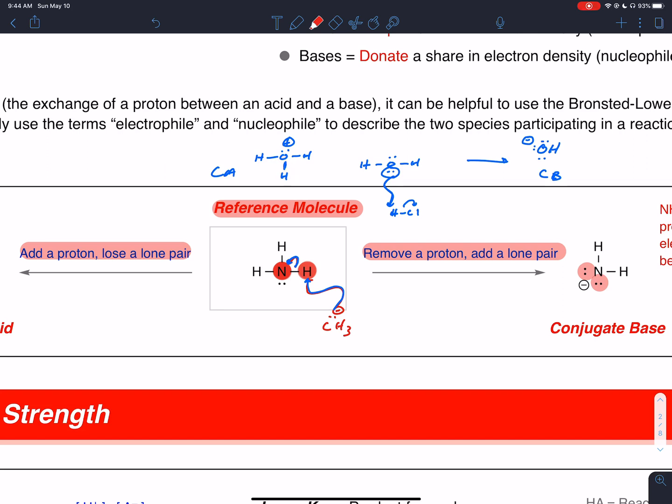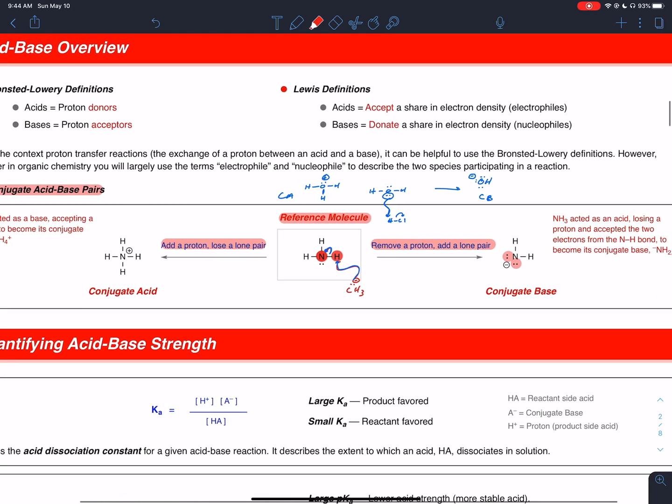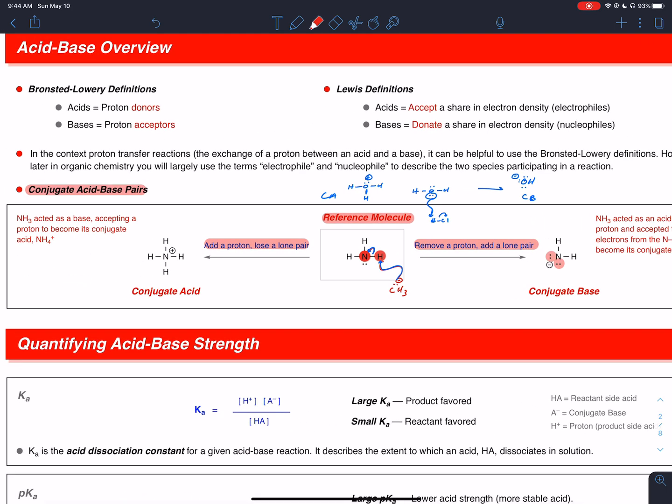Okay, so I really encourage you to maybe watch this video over again, just because conjugate acid-base pairs are very important. And I know the term conjugate isn't an entirely descriptive word, right? So get these definitions down. You do want to be able to think about a molecule, like we talked about here with NH3, as being able to, in some cases, act as an acid or a base to form its respective conjugate species. Okay? Get the definitions down, and now we'll be going into quantifying acid-base strength.